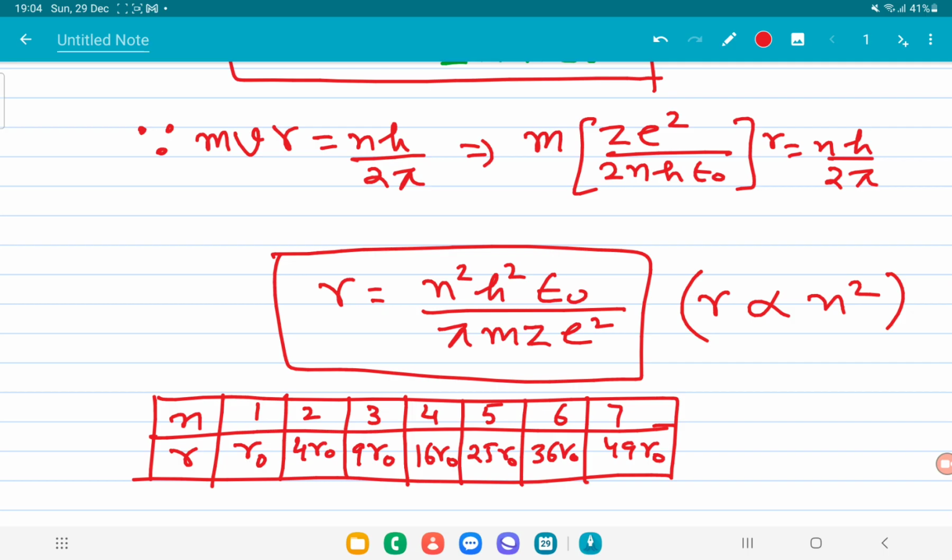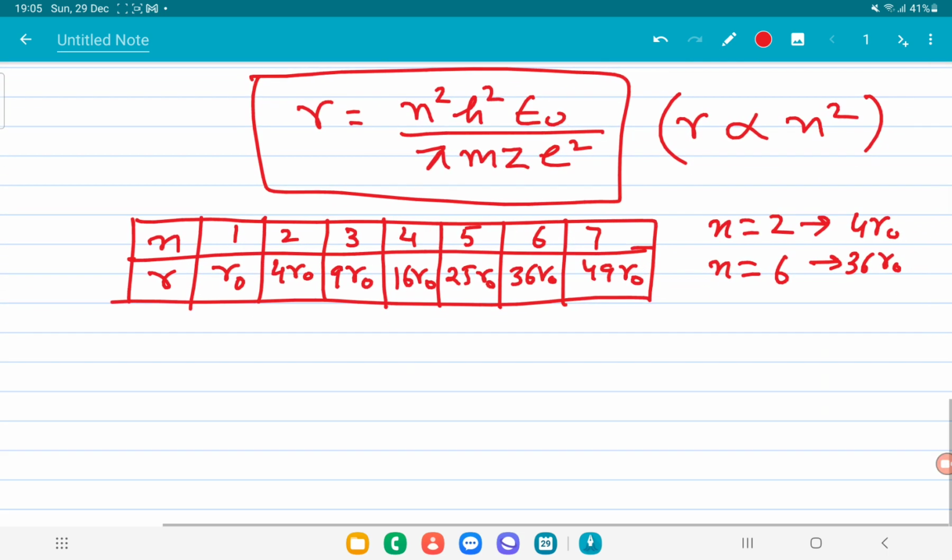If I ask you what is the ratio of the radius of the first excited state and the fifth excited state. Now the first excited state is n equals 2 and the fifth excited state is n equals 6. Over here the radius is 4r naught, over here it is 36r naught, so the ratio is 1:9. So imaginarily, if we consider that the first excited state has a radius of 1 meter, then the fifth excited state will have a radius of 9 meter.